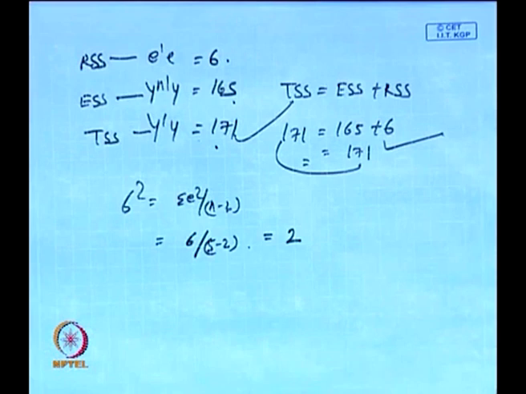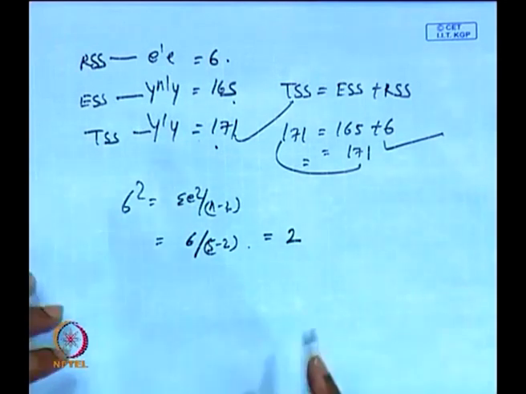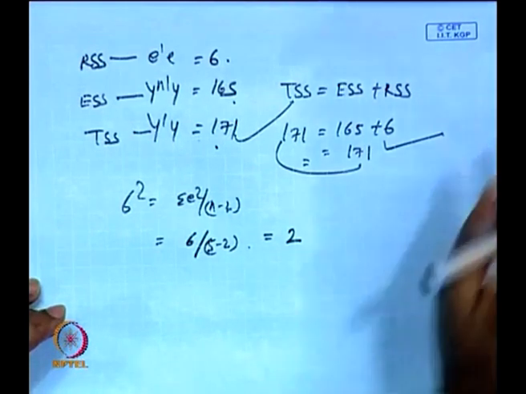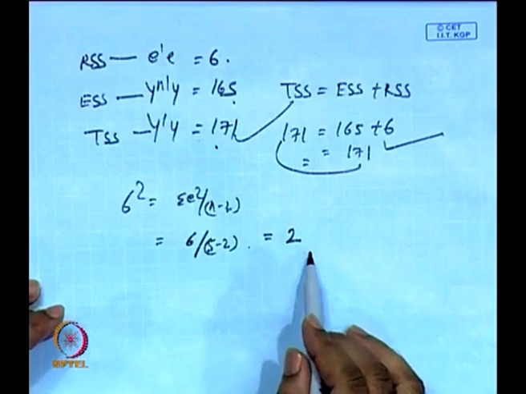The moment you get sigma square equal to 2, then obviously, okay, let's see here. So this is 6. R square will be coming. So that means sigma square equals 2.